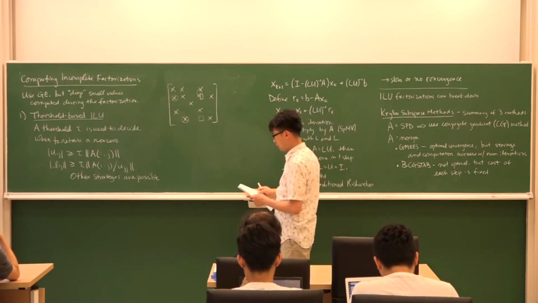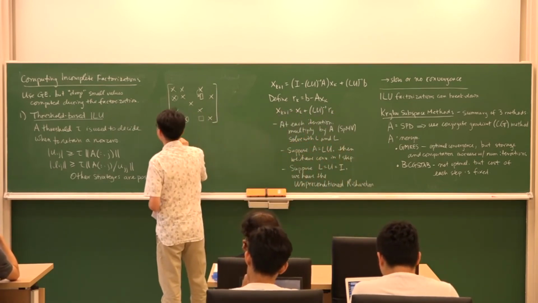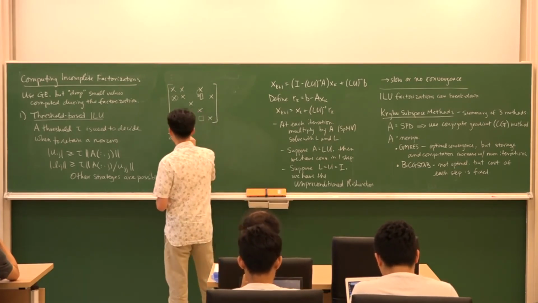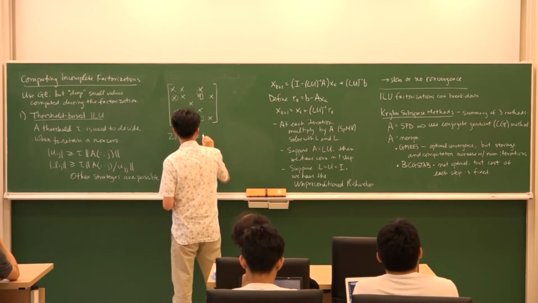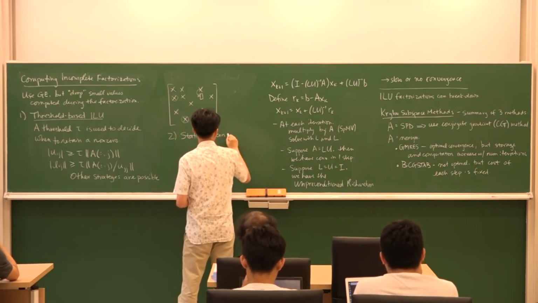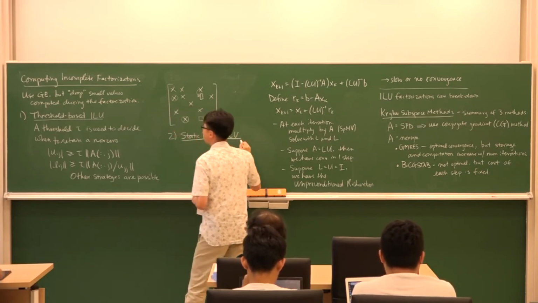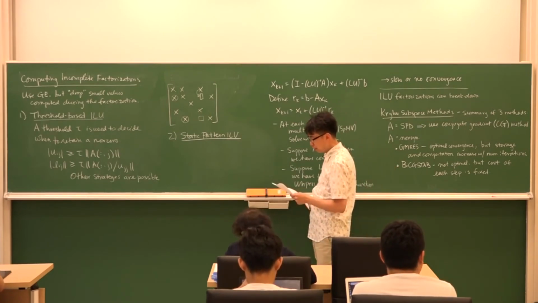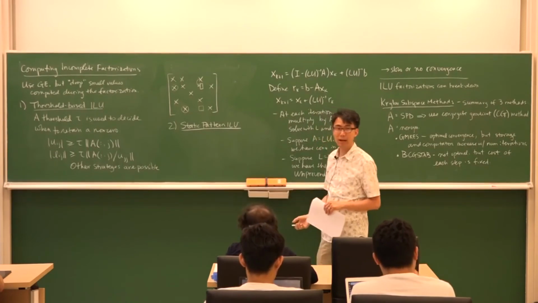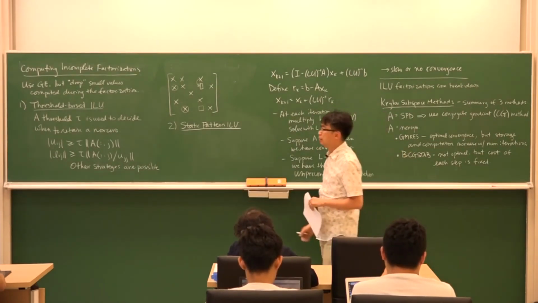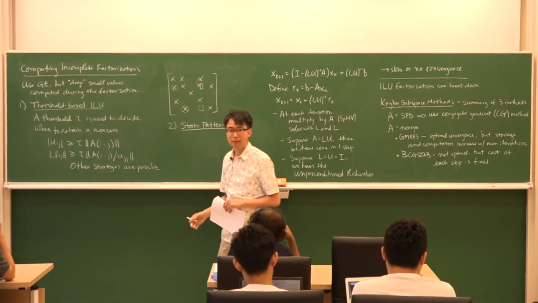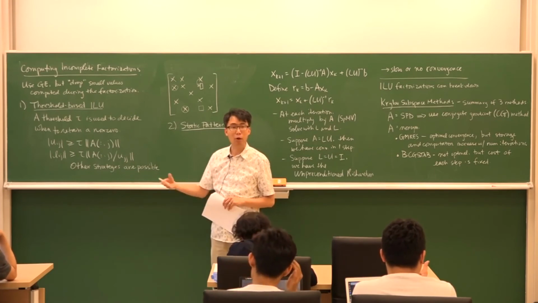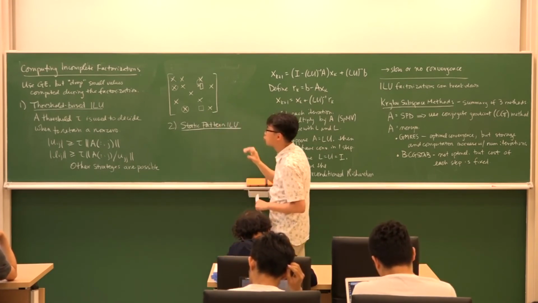So let me talk about now the second method of dropping small values. The second class of ILU factorizations, I'm going to call static pattern ILU. So here we're going to choose the set of allowed non-zeros in L and U beforehand. In the threshold-based method, we chose the non-zeros that we're going to keep in the factorization as we go along. But here, we're going to choose beforehand.